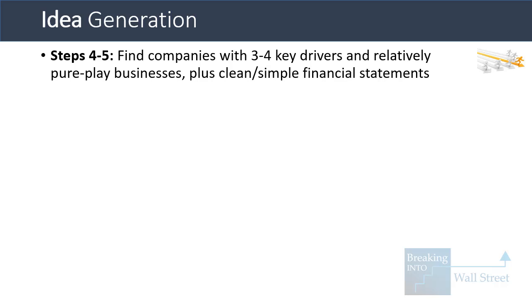Now, the next two steps, 4 and 5, because I'm grouping them together, are that you want to find companies with only a few key drivers and relatively pure play businesses, as well as clean and simple financial statements. So you don't want a company with 20 different product lines where each one is, say, 5% of the revenue. You want a company that has maybe 2 to 3 major segments and well-defined key drivers. And you don't want a company that has, say, 50 items on its cash flow statement. You want relatively short and simple financial statements.